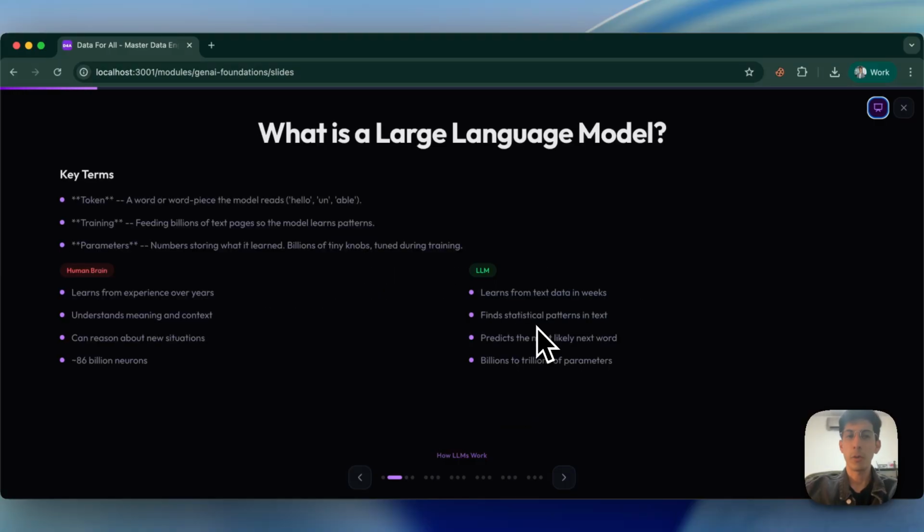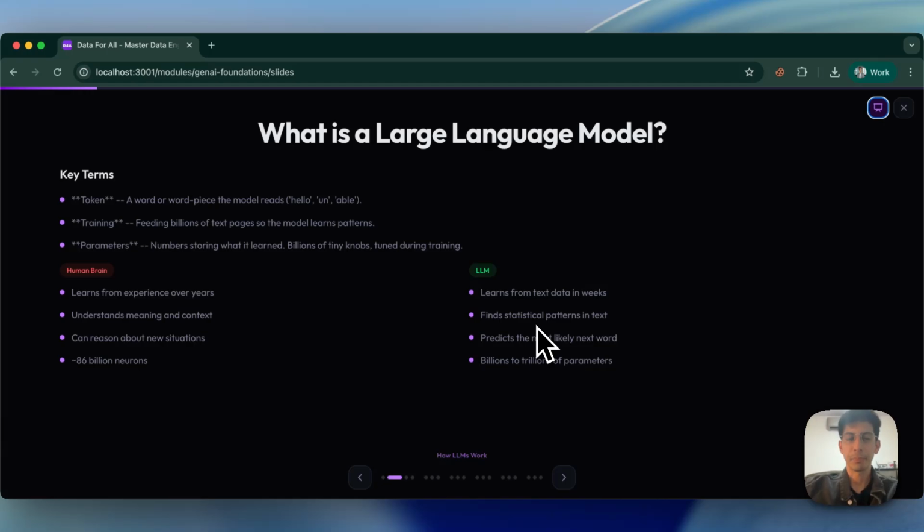So what is a large language model? Let's break that name down. Large means it has billions of parameters. We will explain what those are in a second. Language means it works with text. Model means it is a mathematical program that has learned patterns from data.